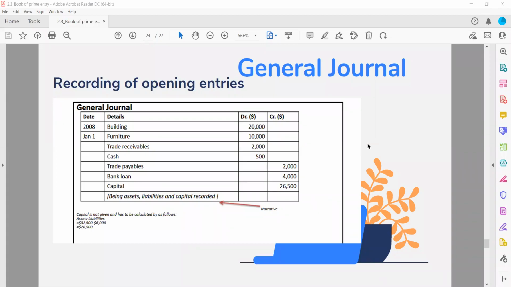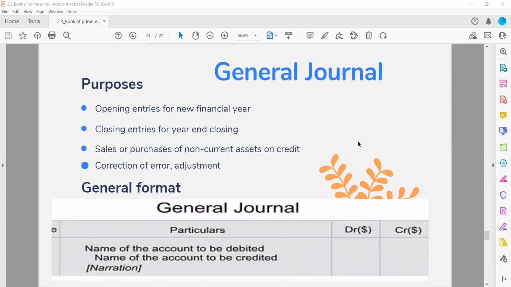General journal is the last book of prime entry. So what is the purpose of the general journal? There are a few purposes that we use the general journal. First one, opening entry. Opening entry is at the beginning of the financial year. We have to open all the balances for the asset, liability, and capital. So we use a general journal to open the books.